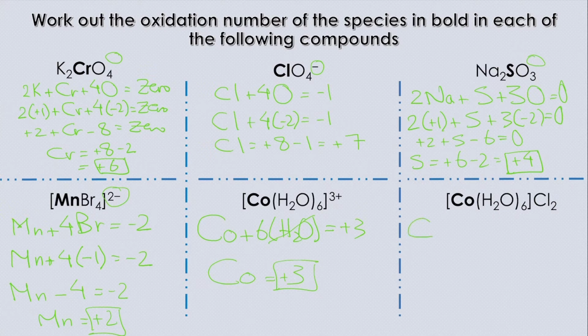Next, Co plus 6 H2O plus 2Cl is equal to 0. Of course, H2O is neutral, so it's 0, and I'll never consider it. Then plus 2 times -1, because chlorine is group 17, so it's -1, so 0. So cobalt is equal to +2 in this.